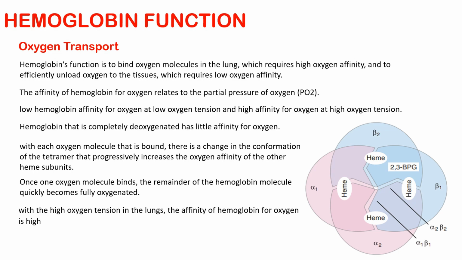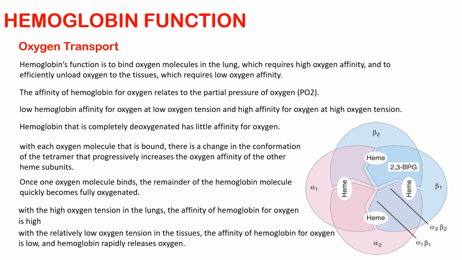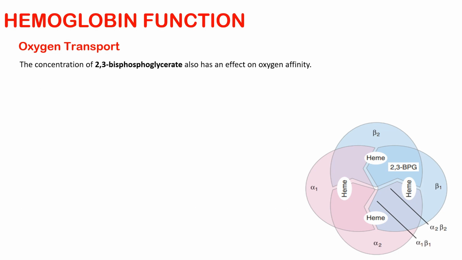With the high oxygen tension in the lungs, the affinity of hemoglobin for oxygen is high. With the relatively low oxygen tension in the tissues, the affinity of hemoglobin for oxygen is low, and hemoglobin rapidly releases oxygen. The concentration of 2,3-bisphosphoglycerate also has an effect on oxygen affinity. Lower pH and higher partial pressure of carbon dioxide in the tissues increase the release of oxygen.